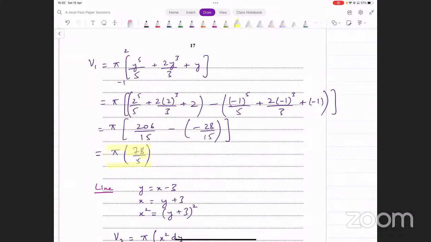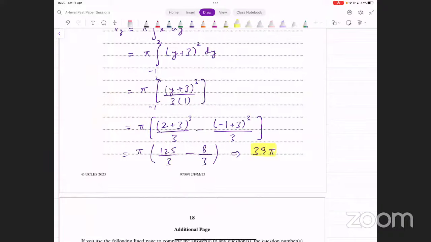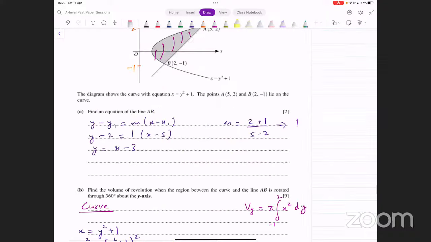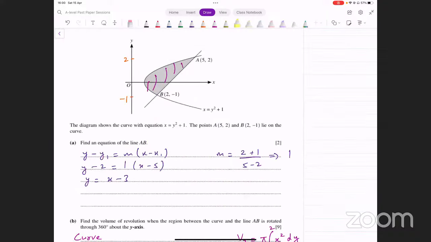78 pi over 5 and 39 pi. अब आप क्या करते हैं, इनमें से जो भी बड़ा नंबर होता है उसमें से छोटा वाला नंबर माइनस कर देते हैं, and that makes logical sense here as well, because आप देखें लाइन और वाई एक्सिस के दरम्यान में कौन सा रीजन आ रहा है, लाइन और वाई एक्सिस के दरम्यान में ये पूरा रीजन आ रहा है.